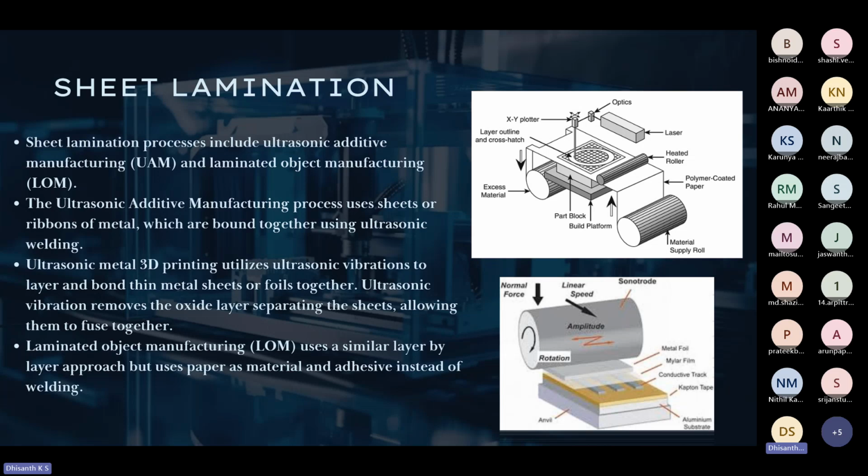fuse together. The laminated object manufacturing uses a similar layer by layer approach, but uses paper as material and adhesive thread as welding. Like in UAM, that is ultrasonic additive manufacturing, we use metal foils or thin metal sheets, and we join them using welding and ultrasonic vibration. But in the case of laminated object manufacturing, we use two papers instead of the metal strip, and instead of welding, we use adhesives in this method.